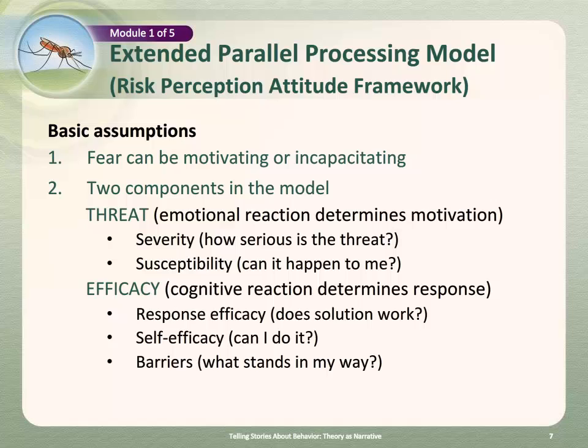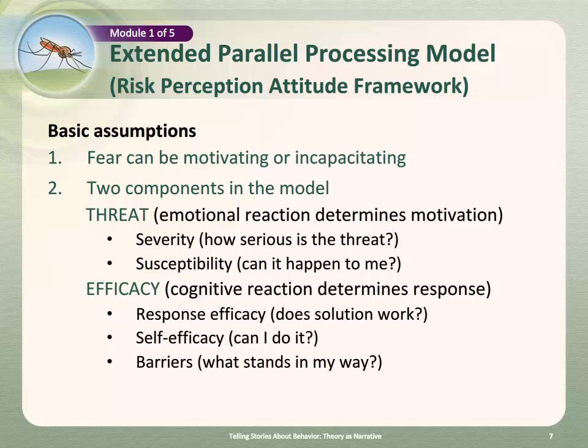The second part of this model is efficacy, or confidence in your ability to control or manage the threat or the risk or the fear that you feel in the face of a threat. Efficacy is the cognitive or rational part of this model in comparison to the emotional part that threat represents. Efficacy, like threat, has several components or several aspects. One is response efficacy, which refers to a perception that a proposed solution will actually control the threat. For example, do you believe that bed nets can prevent malaria transmission?